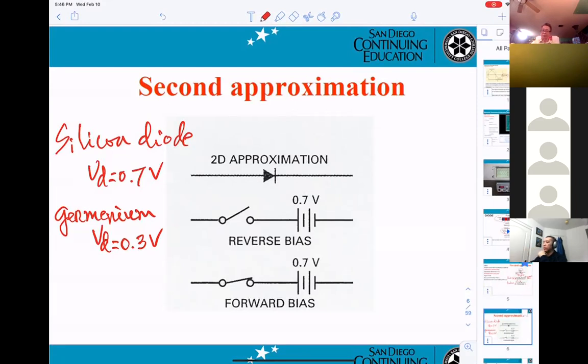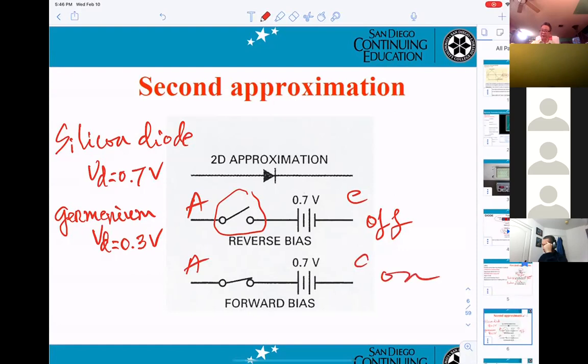Okay, so now, same thing. They can be on or they can be off. This one will be off. That's why you see they open right here. No current flows from A to C. And on the other one here, they will be on. Okay? And now you can see they get a 0.7 volt battery, and the current is able to flow from A to C.